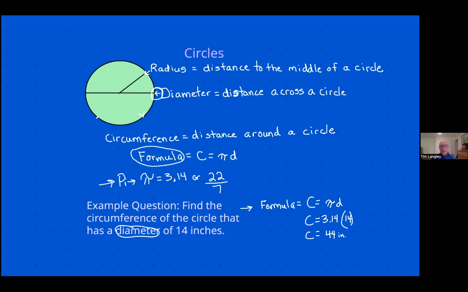Okay. And then I go down one step. C, circumference, equals, I just put in the number 3.14 times 14. And again, parentheses means times when they're side by side. And then C equals 44 inches. And this is in length. This would be the length, the distance around the circumference of the circle. Okay. So those are the steps for finding the circumference. All right, let's move on.